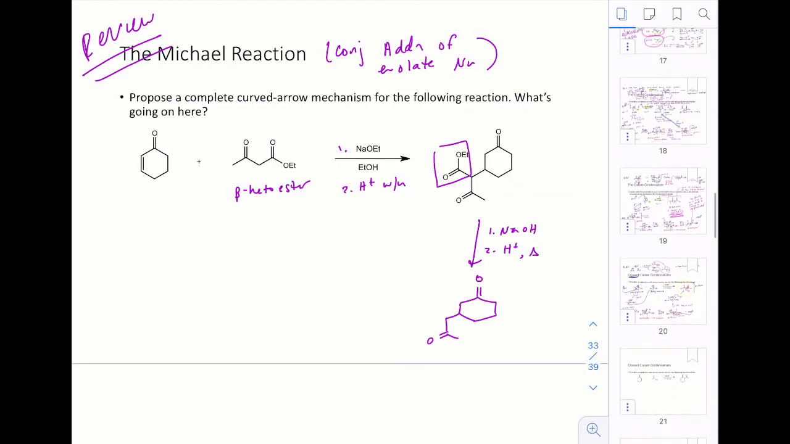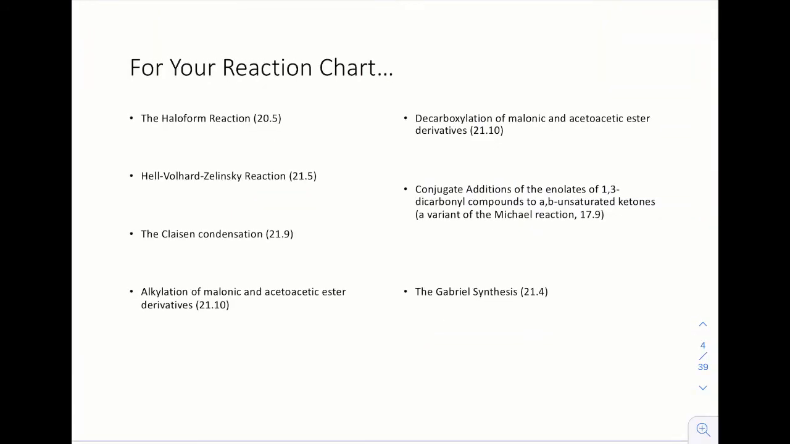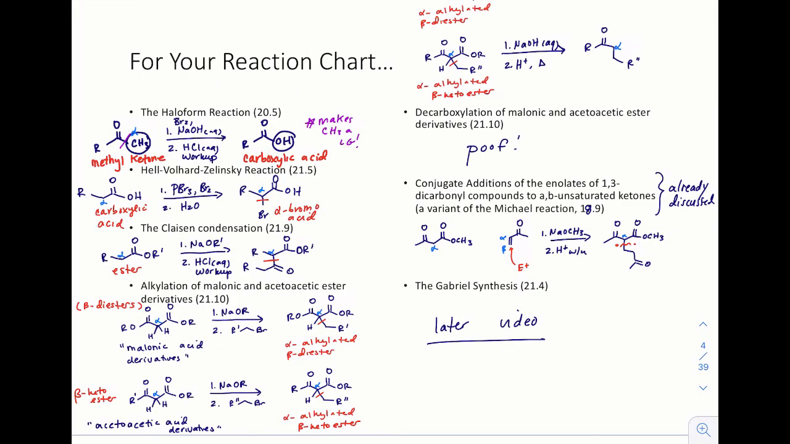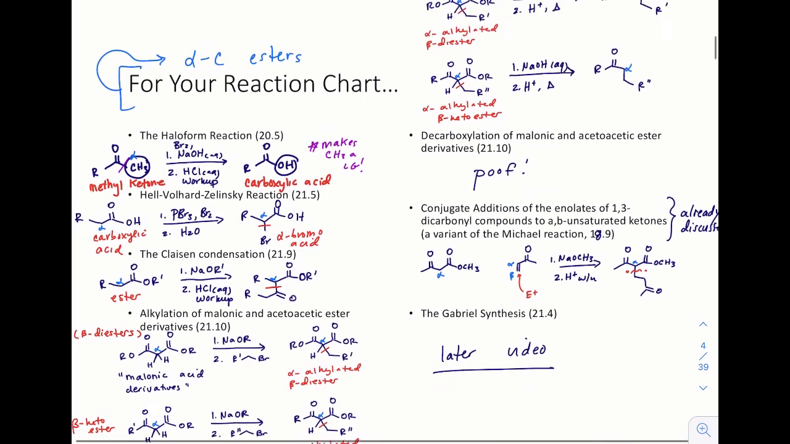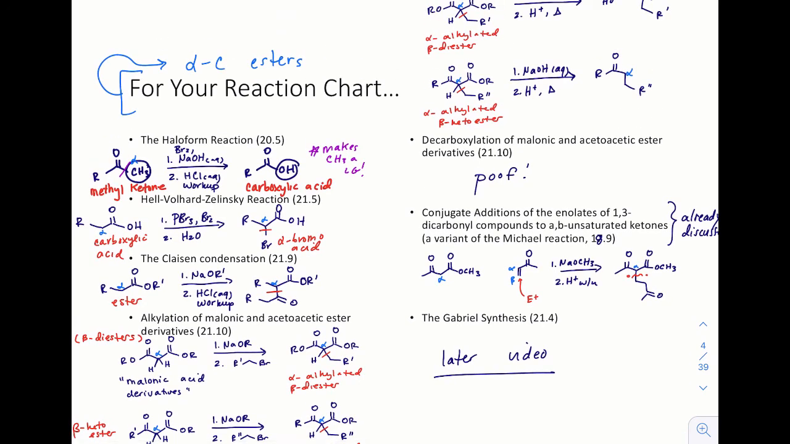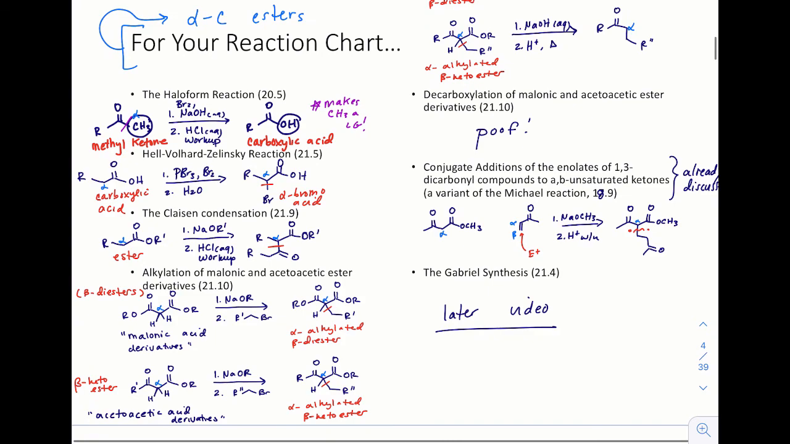Let's look back at our reaction chart. Here it is. Here it is filled out. Just keep in mind as we're doing our brief rundown of these reactions, this is all about alpha carbon chemistry, mostly applied to esters and a little bit to carboxylic acids. We've learned a lot about alpha carbon chemistry in the past. We learned about enols, enolates, aldol reactions.